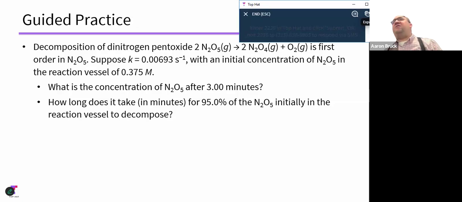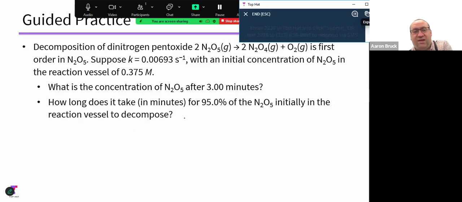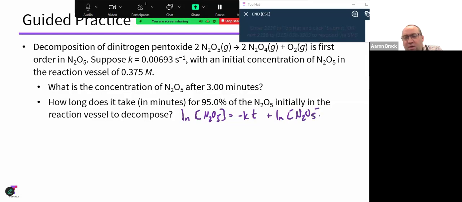So for all of those questions, if I have the graph, I could just throw it up into the graph. But if I don't, that's okay too, because I've got the integrated rate law. And since it's first order, I know that it's going to be the natural log of N2O5 is equal to negative K times T plus the natural log of the initial concentration. Well, I got all of that information. I just need to figure out how to use it.